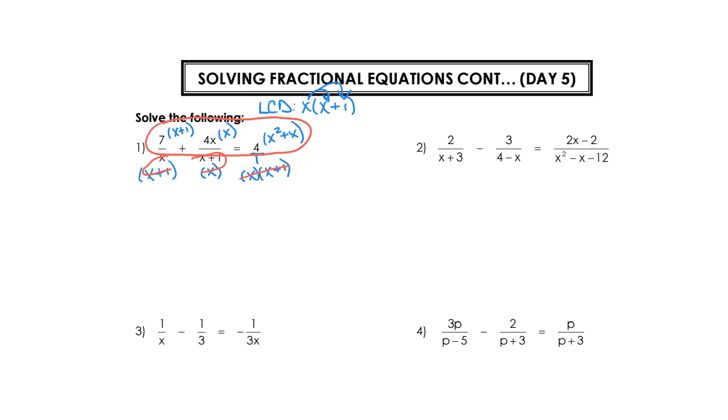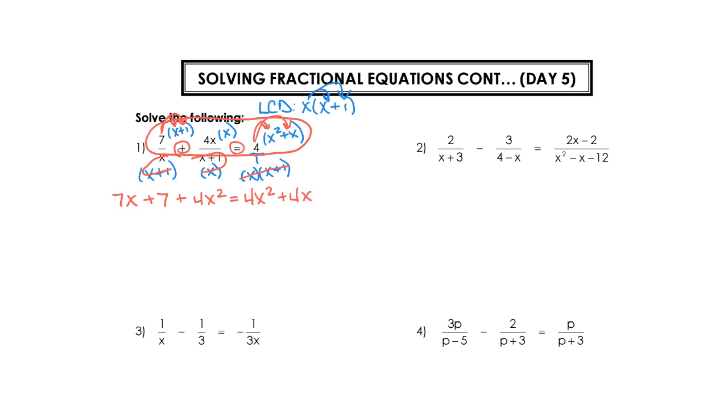Okay, so in this first one, we're going to go ahead and distribute. That's a 7x. And that's a 7 times 1, which is 7. You had a plus sign next, so we don't have to be too careful. And then we have a 4x times x, which is a positive 4x squared, equal to, and this is why I put those two together, so that all we have to do is distribute here and get 4x squared plus 4x.